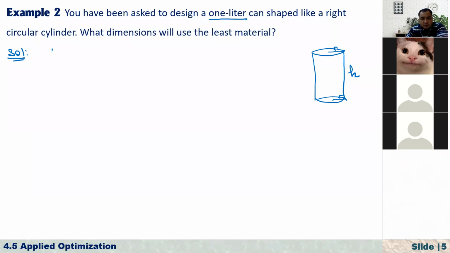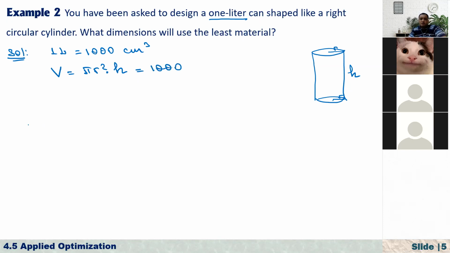Okay, so what is 1 liter? 1 liter is equal to 1000 cm cubed. Let's say we are measuring everything in centimeters. And what is the volume? Volume is pi r squared, the base area, times height, right? So this should be equal to 1000.